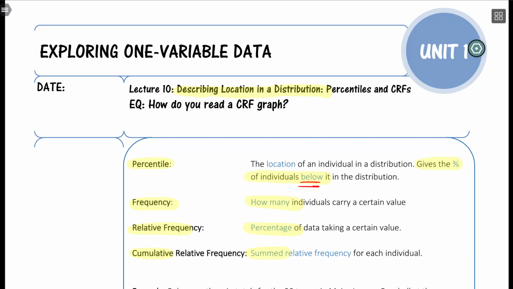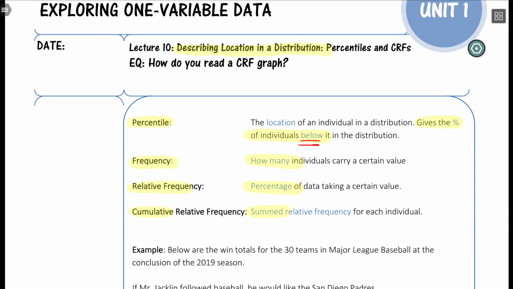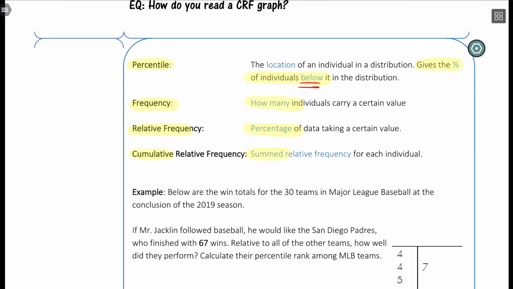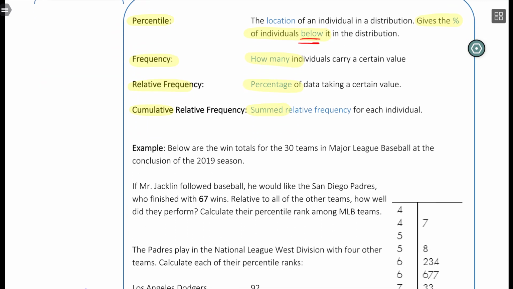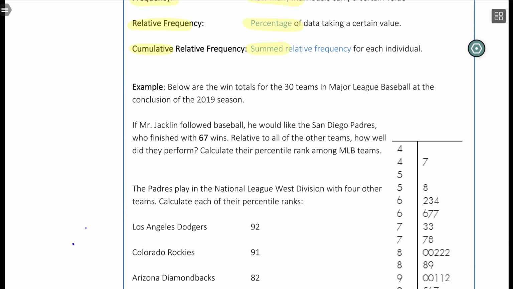So now let's take a look at an example where we are looking at baseball. Below are the win totals for 30 teams in Major League Baseball at the conclusion of the 2019 season. One of the things teams always want to know is, how did they stack up? How did they do? Well, if I followed baseball, I would like the San Diego Padres. And the Padres finished with 67 wins.